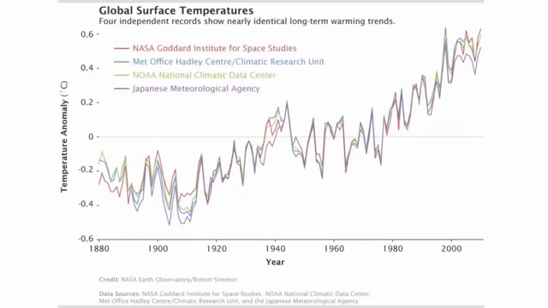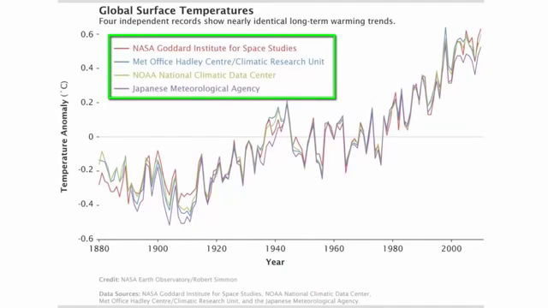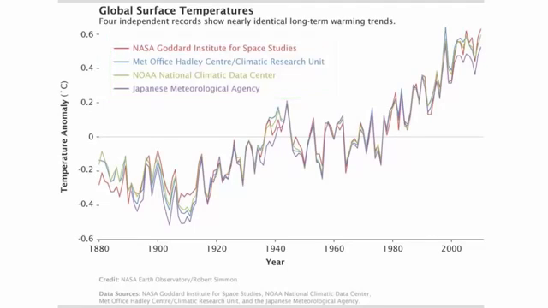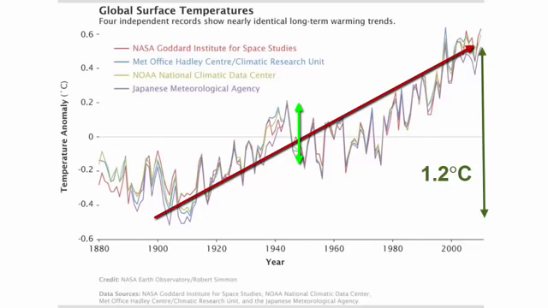This graph shows average global surface temperature data for the last century as gathered and published by 4 different agencies. You can notice from the jagged nature of this graph that average temperature fluctuates greatly over a 5 to 10-year time frame, but you can also see the general upward trend when you look over 100 years. Since 1900, there has been a 1.2 degrees Celsius increase in global temperature.